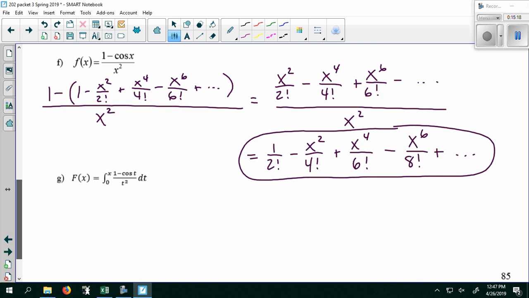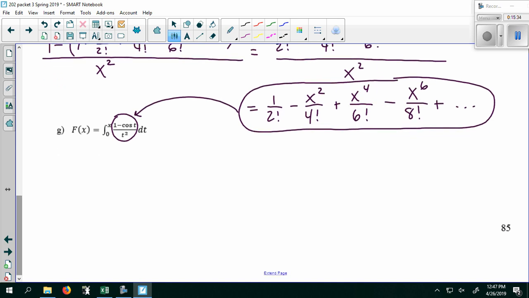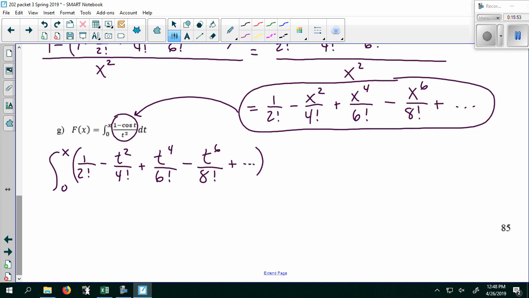Okay, the last thing I want here is to take the antiderivative, sorry, the integral from 0 to x of 1 minus cosine t over t squared dt. So this, I just got a series for. I'm just going to use t's instead of x's here. So this is the integral from 0 to x of 1 over 2 factorial minus t squared over 4 factorial plus t to the 4th over 6 factorial dt, and integrate term by term.